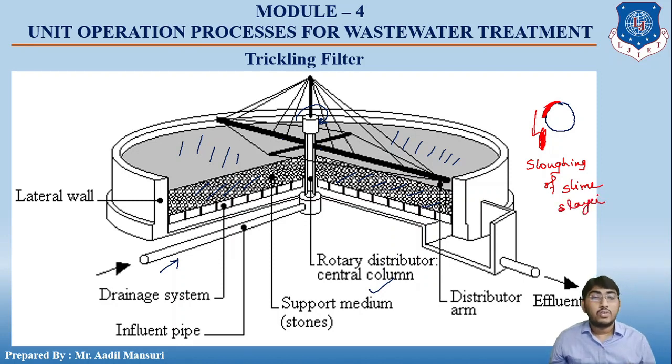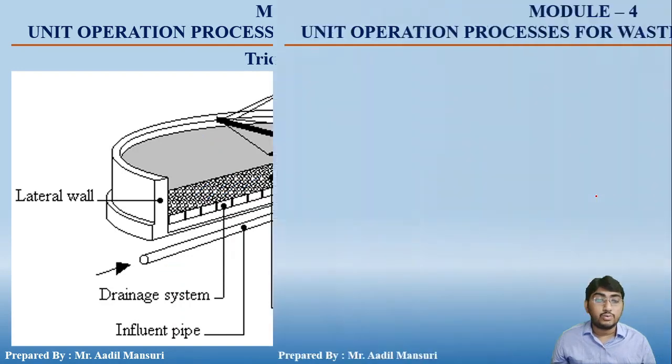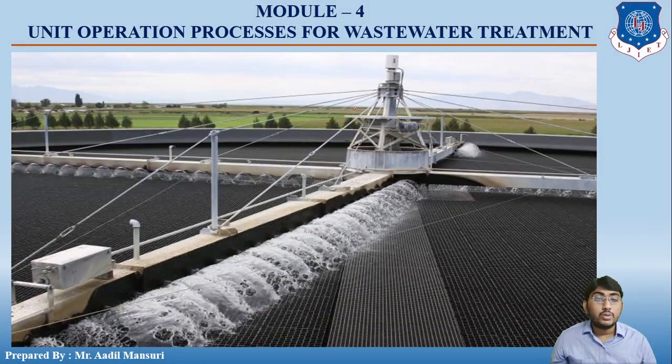Okay students, so I hope this trickling filter is clear to you. You can see over here that this is the central pipe. And these are four pipelines with perforations so that water is sprinkled over here. This is the stone media, and this is the rotating part, so it will be sprinkled all over the circular area. Clear students?